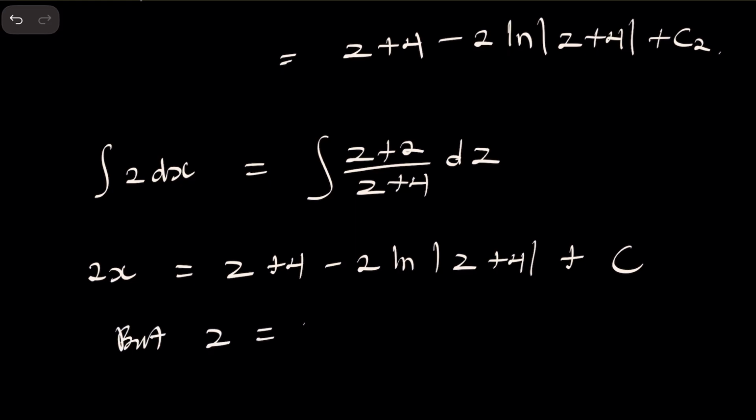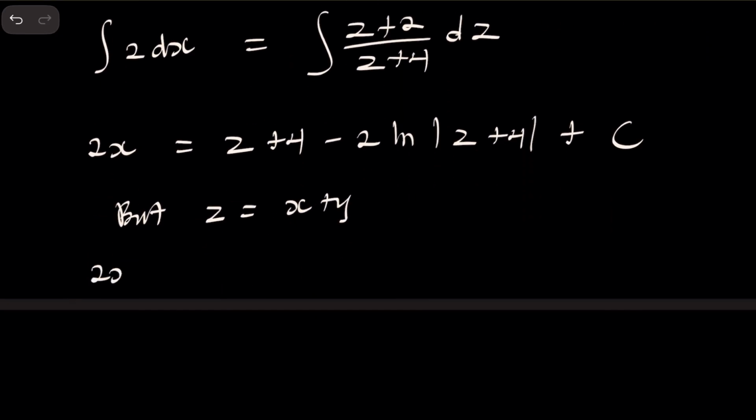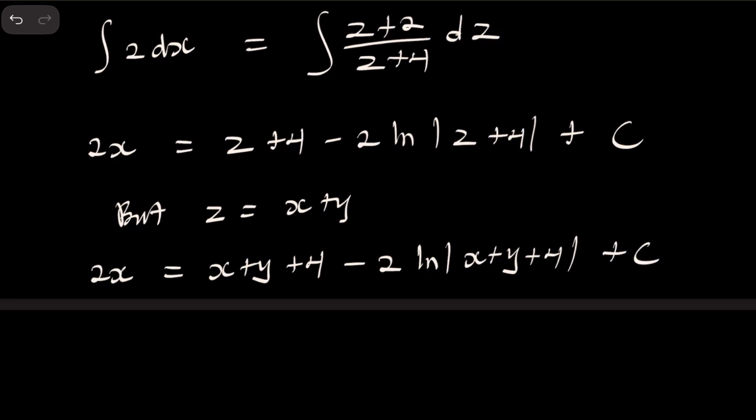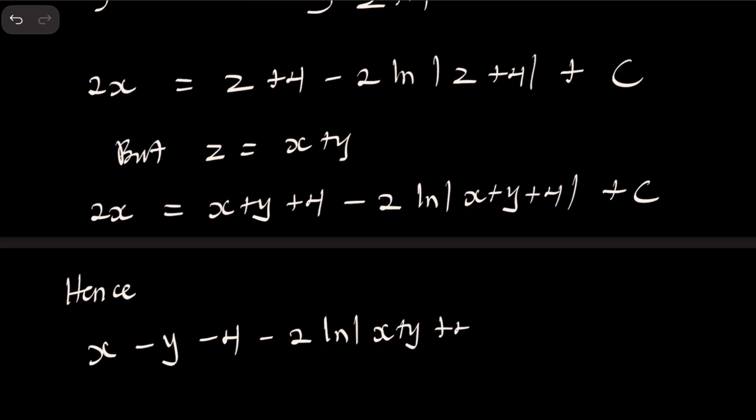But z is equal to x + y. And so our answer will be equal to 2x = x + y + 4 - 2 ln|x + y + 4| plus a constant c. Hence, our general solution is x - y - 4 - 2 ln|x + y + 4| = c, a constant.